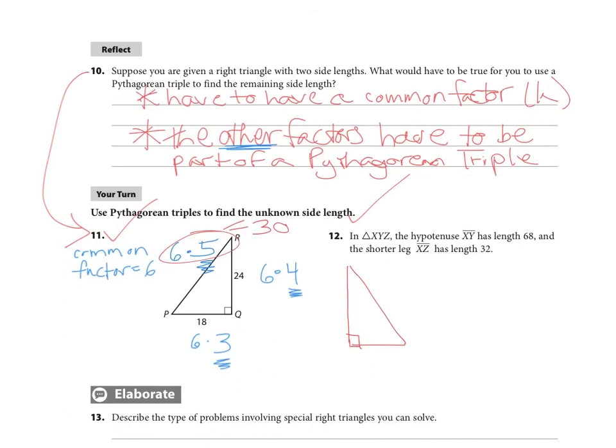So what you are given is 68, the hypotenuse XY, and the shorter leg XZ, and this is not to scale, but the shorter leg has length 32. So see if you guys can break that down into common factors and pull out what's in common and see what my missing length ZY might need to be.